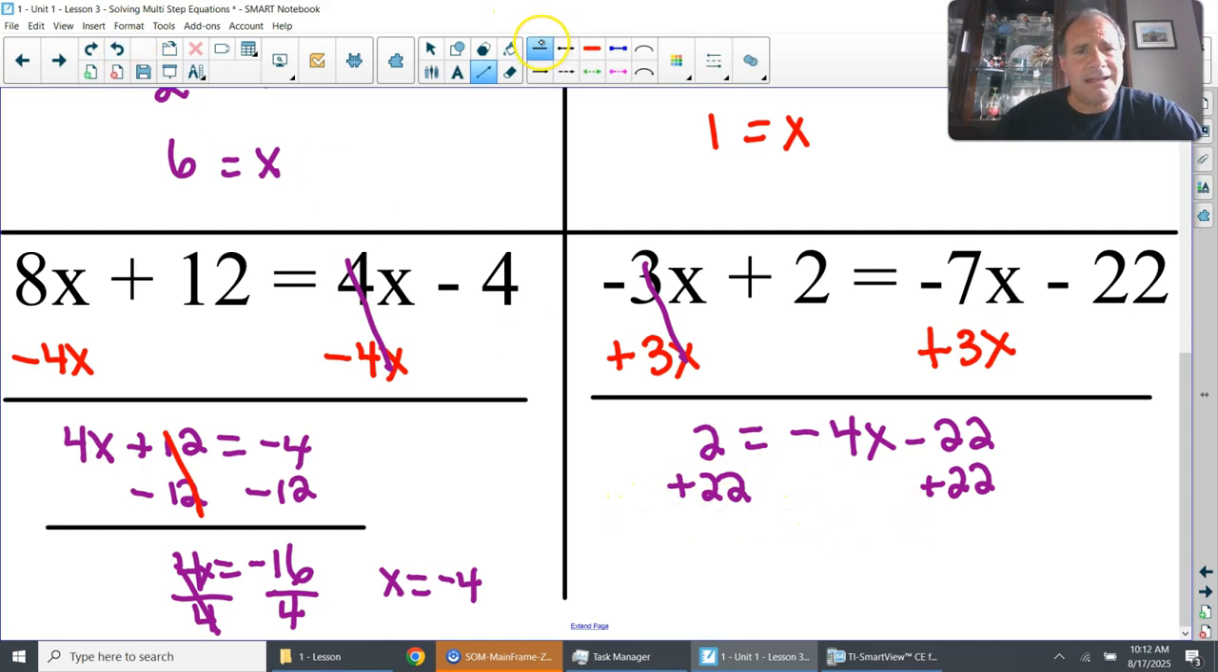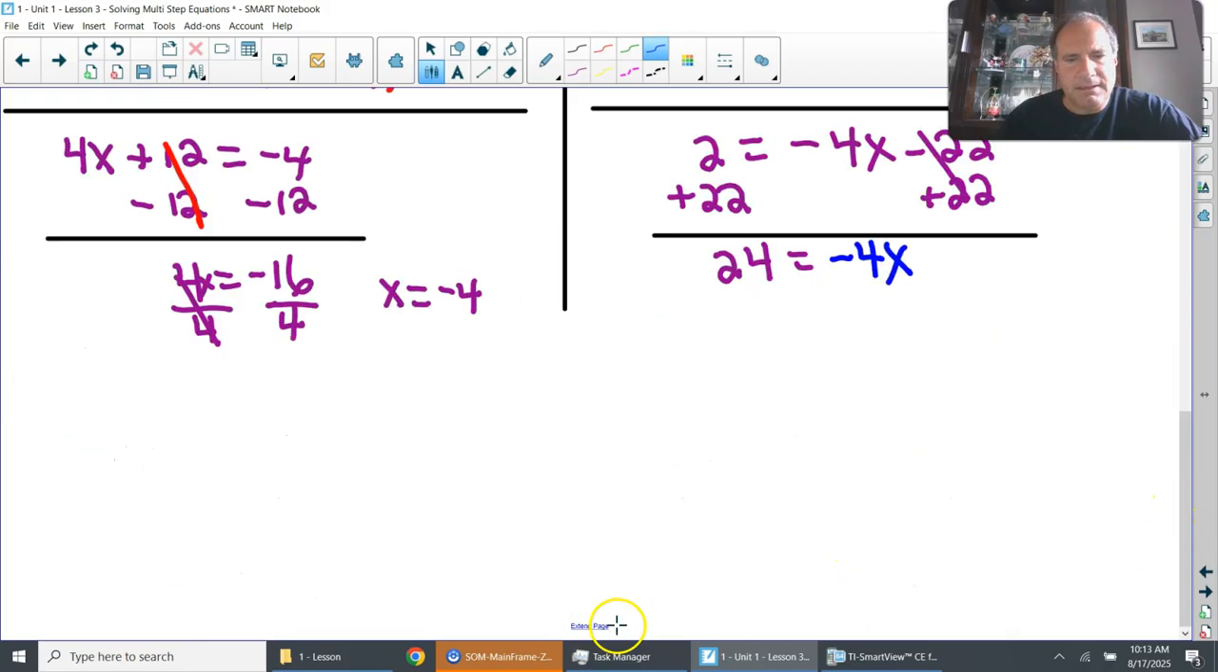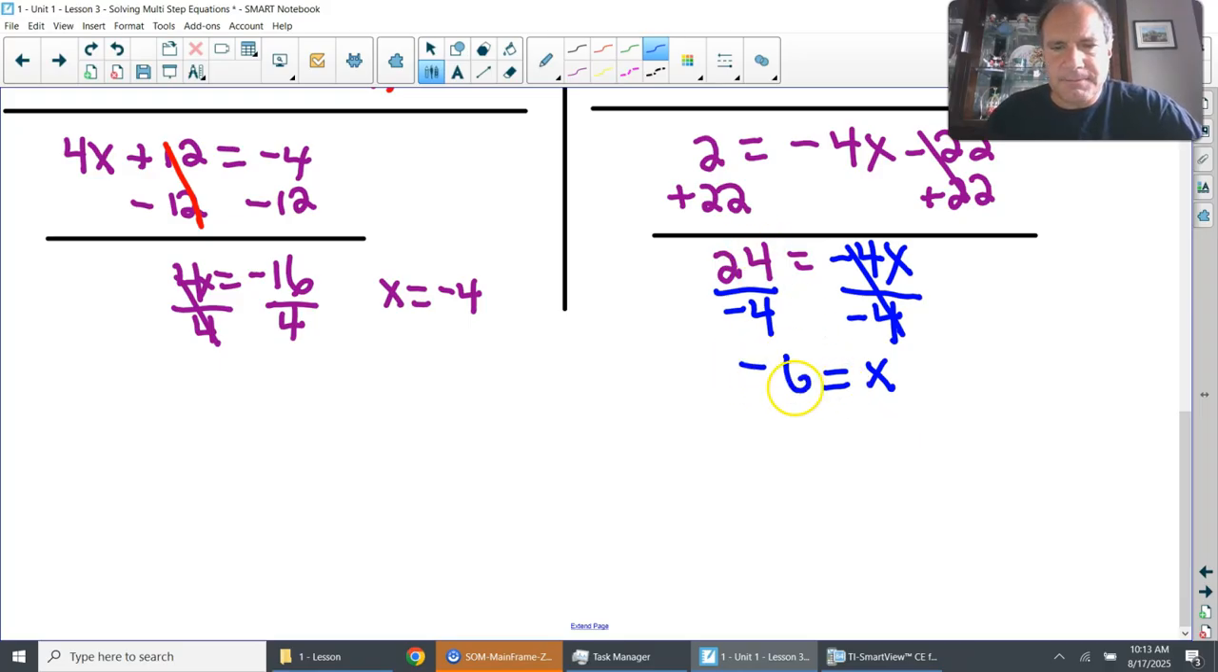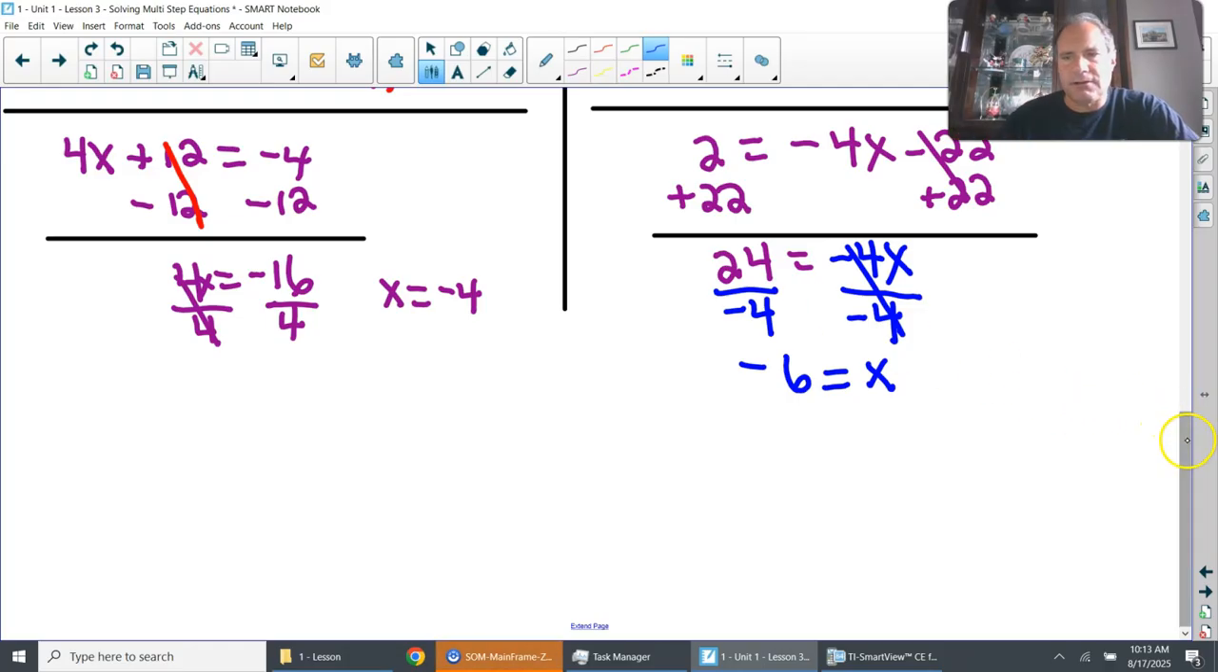And this is not the way that I would do it, but again, we're going to come out to have that correct answer. We have 24 over here equals, and this cancels, and you get negative 4x. I need some more room. Divide by negative 4. Divide by negative 4. This cancels. X equals negative 6. Remember, 24 divided by negative 4, just like that in the calculator, negative 6. Just check everything with the calculator.